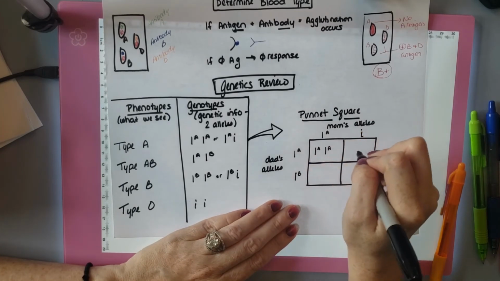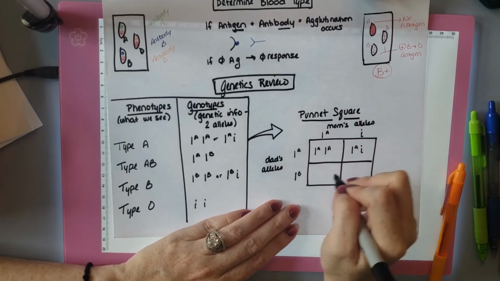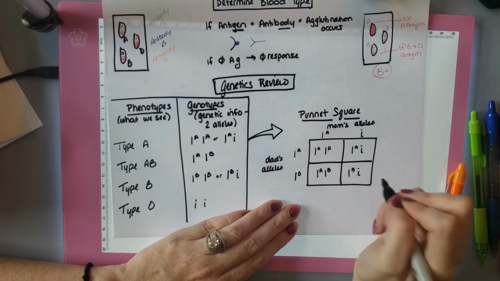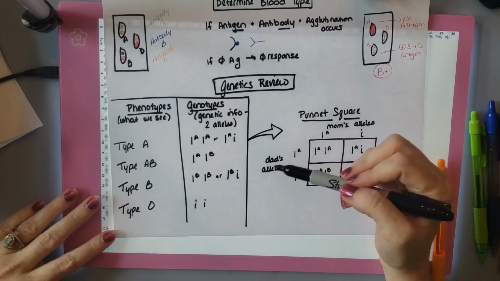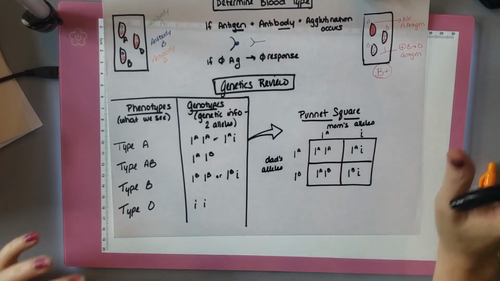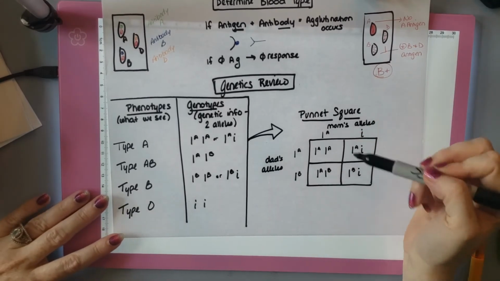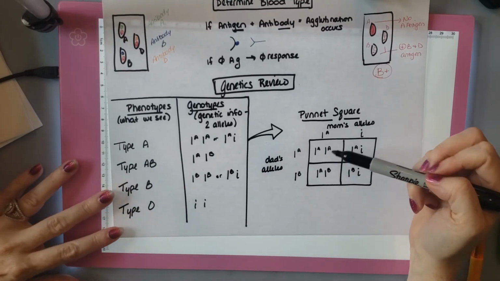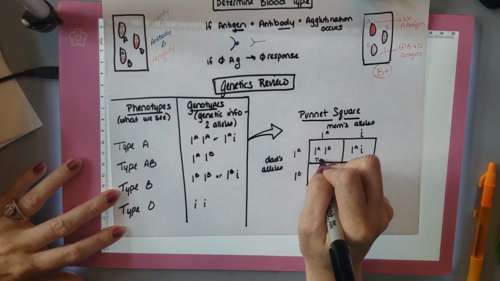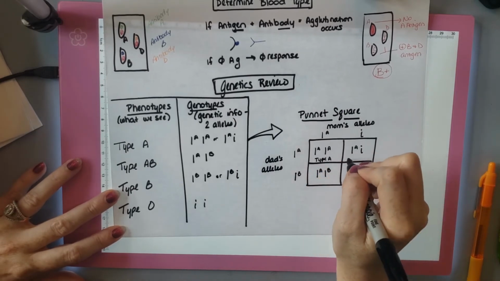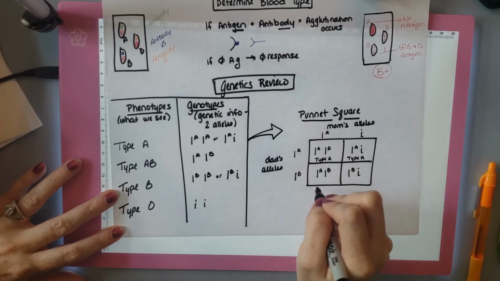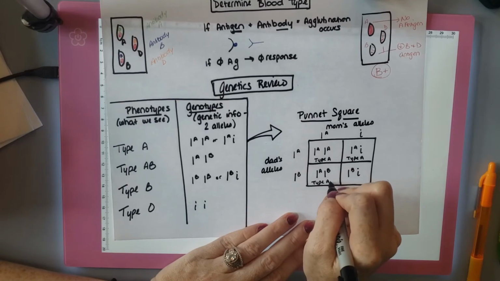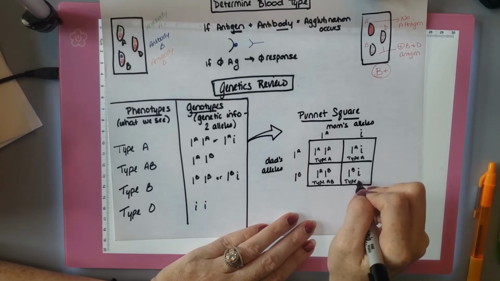I^A I^A, I^A i, I^A I^B, I^B i. All right, so what happened is if mom and dad had 4 babies, theoretically, they would each be one of these blood types. So if they had 4 babies, this one is type A. This one is type A. This one is type AB. And this one is type B.